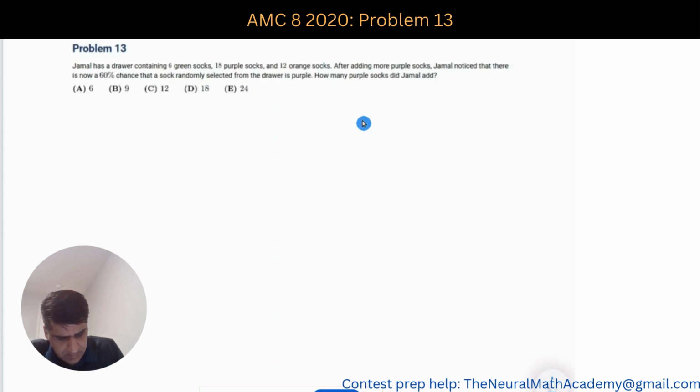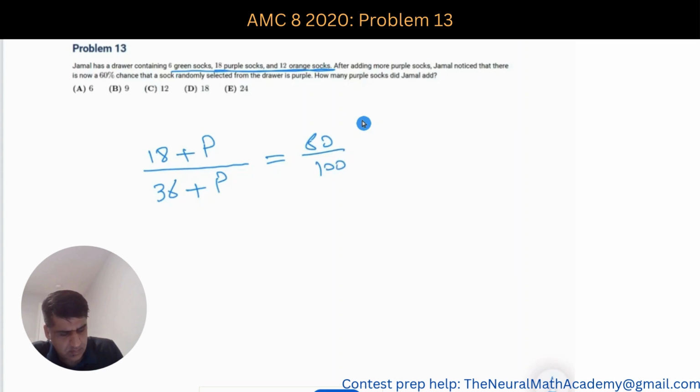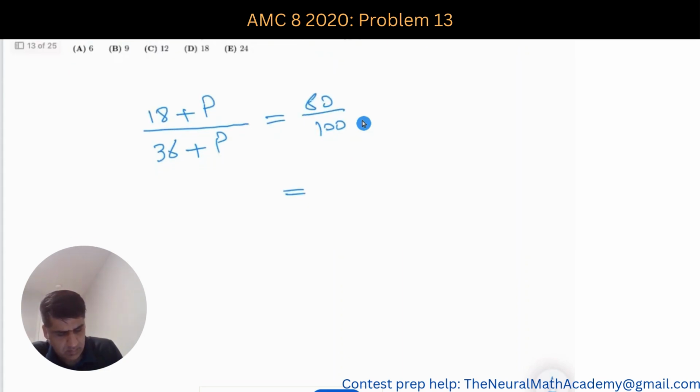So let's take the ratio of the purple socks to the total socks. The purple socks that we have are 18 plus P, which are the newly added purple socks, and then the total socks that we have are 36 plus P, and that ratio is equal to 60 over 100. So then if we simplify, we can write it as 3 over 5.